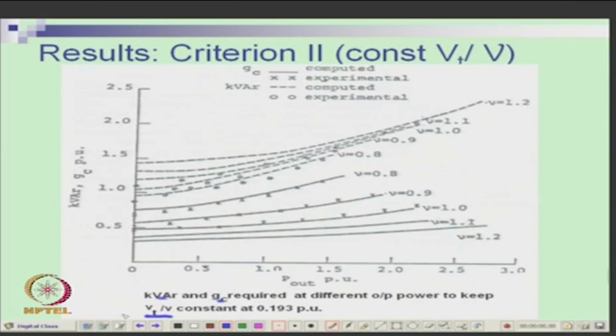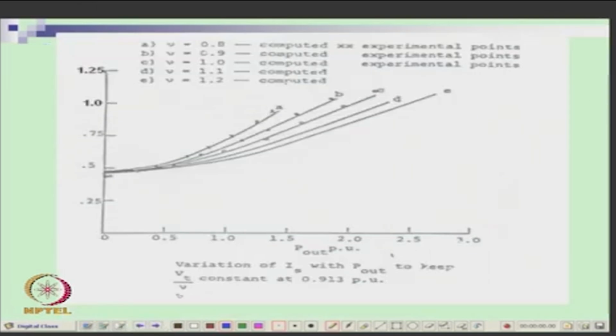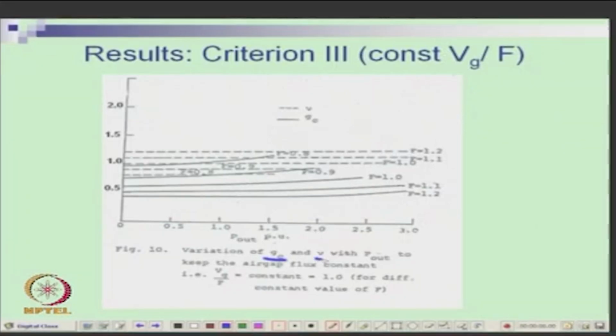So, there is a different criterion again. This is Vt by nu constant at some value, this is of course the variation of current and output power. The variation of capacitor and speed with output power to keep the flux constant, this is at flux constant mode. I mean, these results are available in literature, I am just reproducing it. This is when you maintain the flux constant, what should be the criterion.